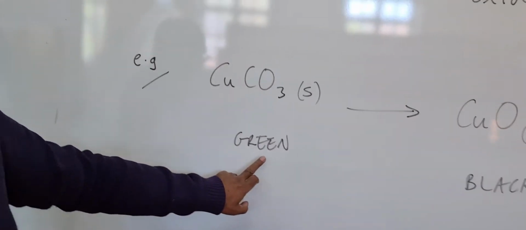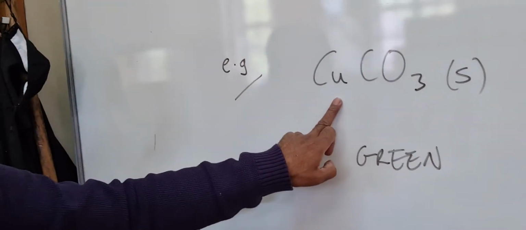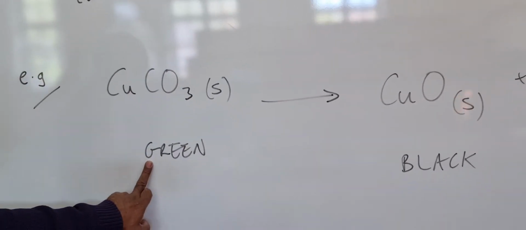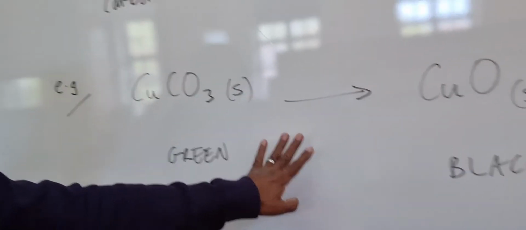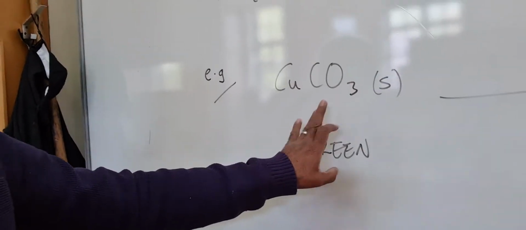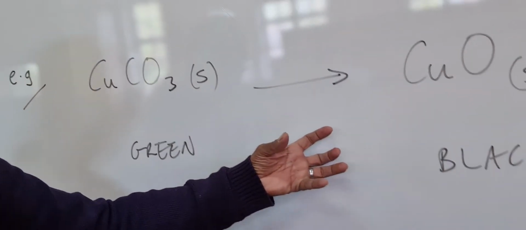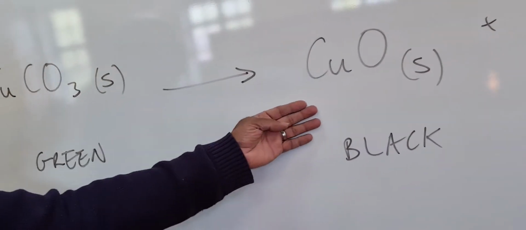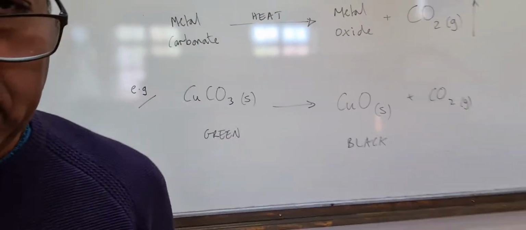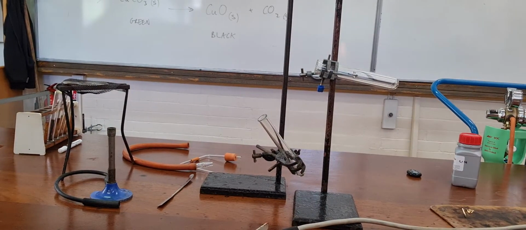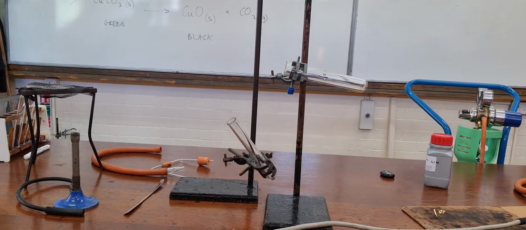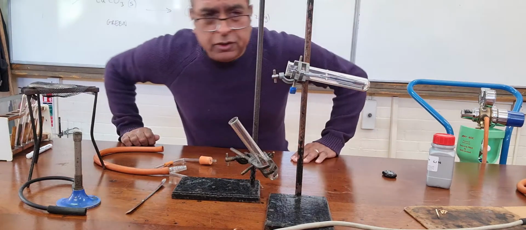And I'm going to demonstrate it with copper carbonate. As an example, copper carbonate is green to begin with. And you'll see when I warm it up, the green powder will bubble. It bubbles because carbon dioxide gas is coming off, and it's going to leave behind a black powder. The famous example that is used is copper carbonate, and I'm going to demonstrate that to begin with.